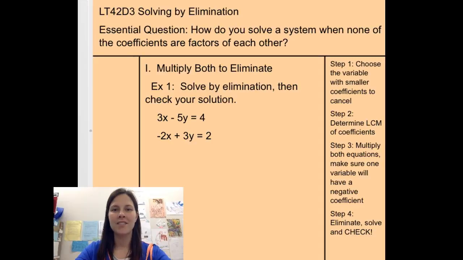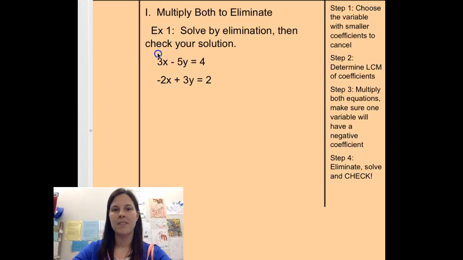In our last lesson of solving systems of equations, we're continuing to learn solving by elimination. This time we will have to multiply both equations in order to get one of the variables to cancel. As you can see from our steps off to the right, you want to take a look at the variable with the smaller coefficients. It makes our life easier.